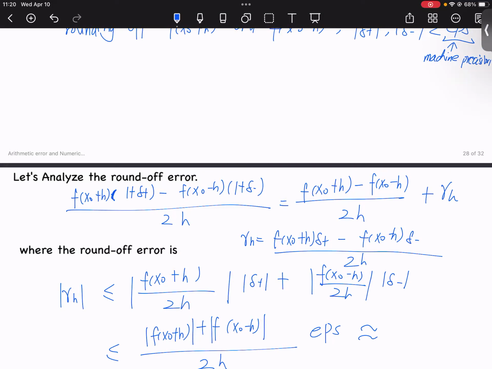Now what I'm going to say is that because h could be very small, I'm going to use approximately equal here. I'm going to replace f(x0 plus h) and f(x0 minus h) with f(x0), because they are close numbers to f(x0). So I replace this with 2 f(x0). It's not equal, it's just approximately equal to this number because h is pretty small here. And we assume that this function is continuous, and the change is not so much.